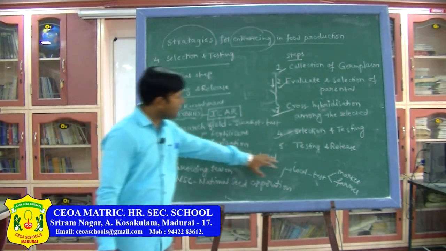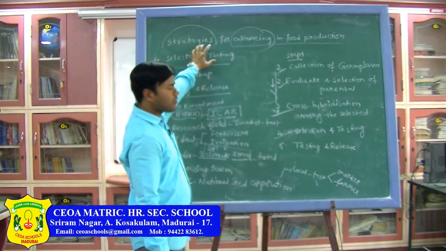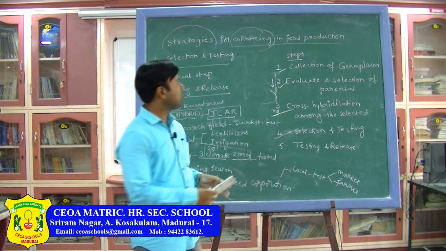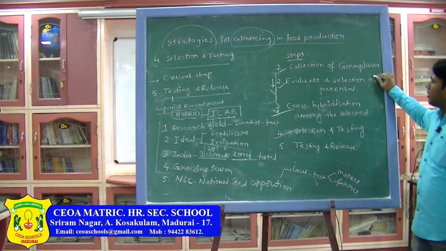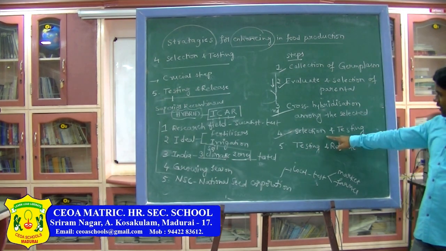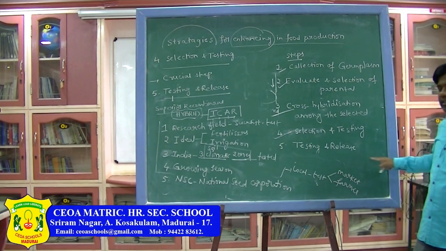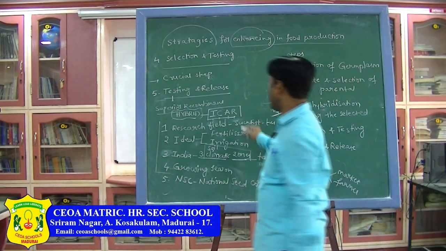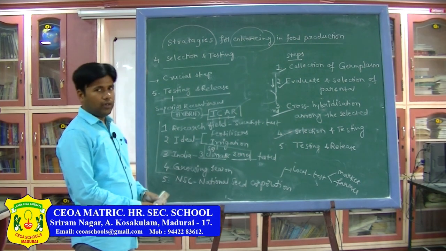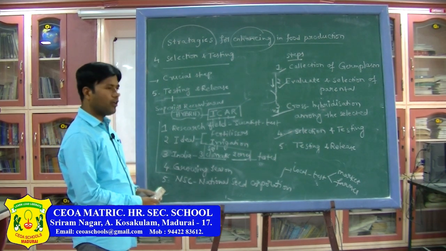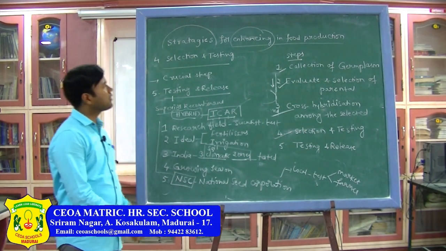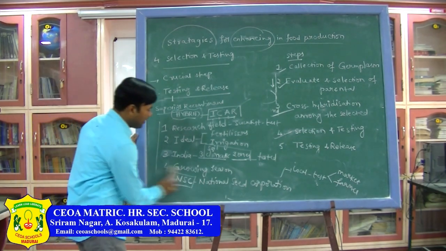So with this, the steps in the strategies for the production of the desired characters are completed. What are the steps? Collection of the germplasm, then evaluation, selection of the parents, cross hybridization among the selected ones, and selection, testing and release. In testing and release, ICAR, the Indian Council of Agricultural Research, is involved more to get the desired seeds. In the local places, the National Seed Corporation. These are the steps involved in plant breeding. Now let us see the next concept.